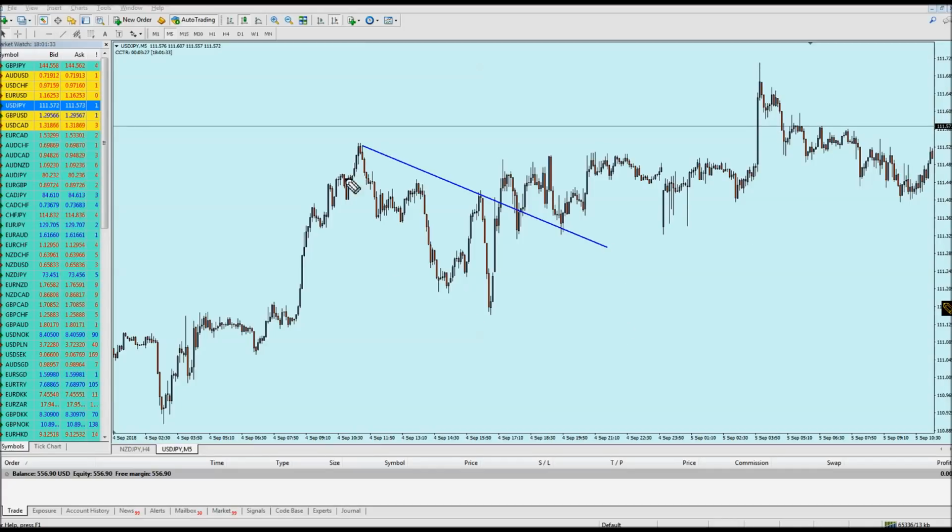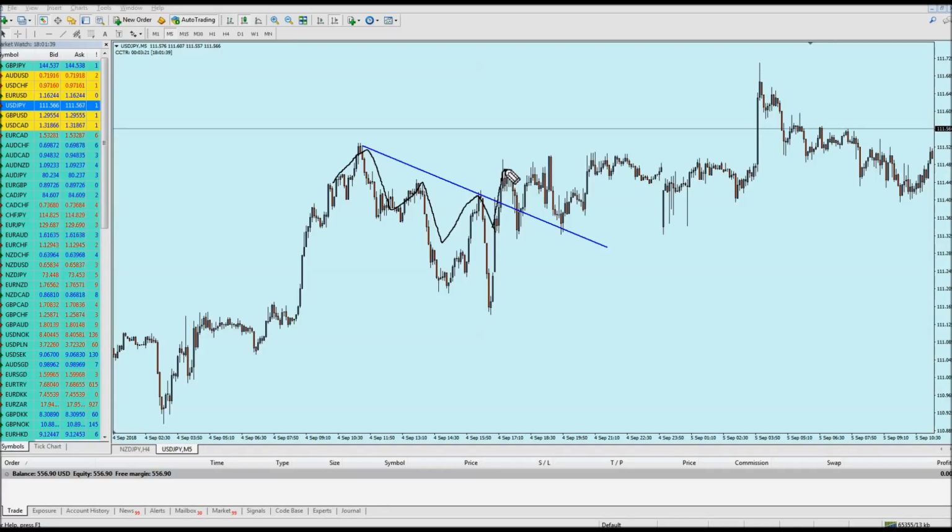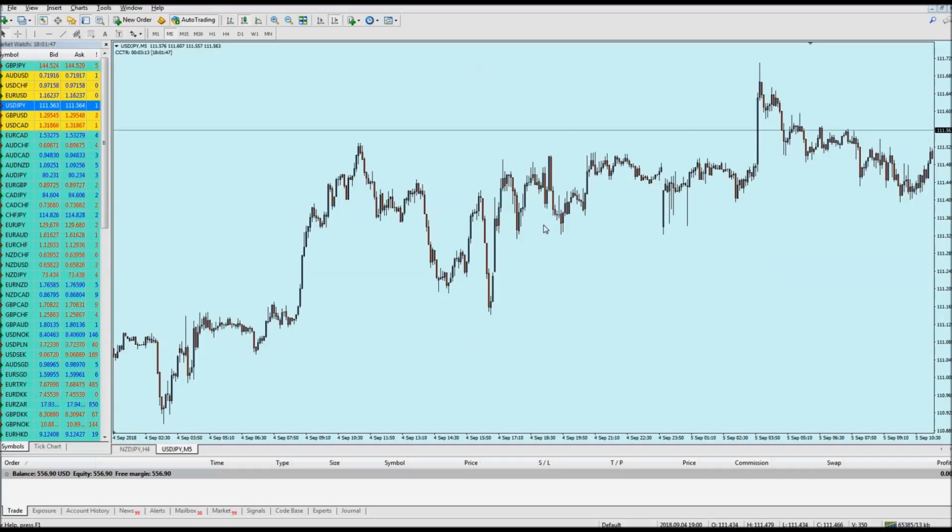So we can see that this resistance trend line has been bouncing a few times. Then we finally see the breakout candle. Then, of course, we see the retest. Don't worry, I will talk about all of that. So now the question is, what is the point of what I'm talking about?